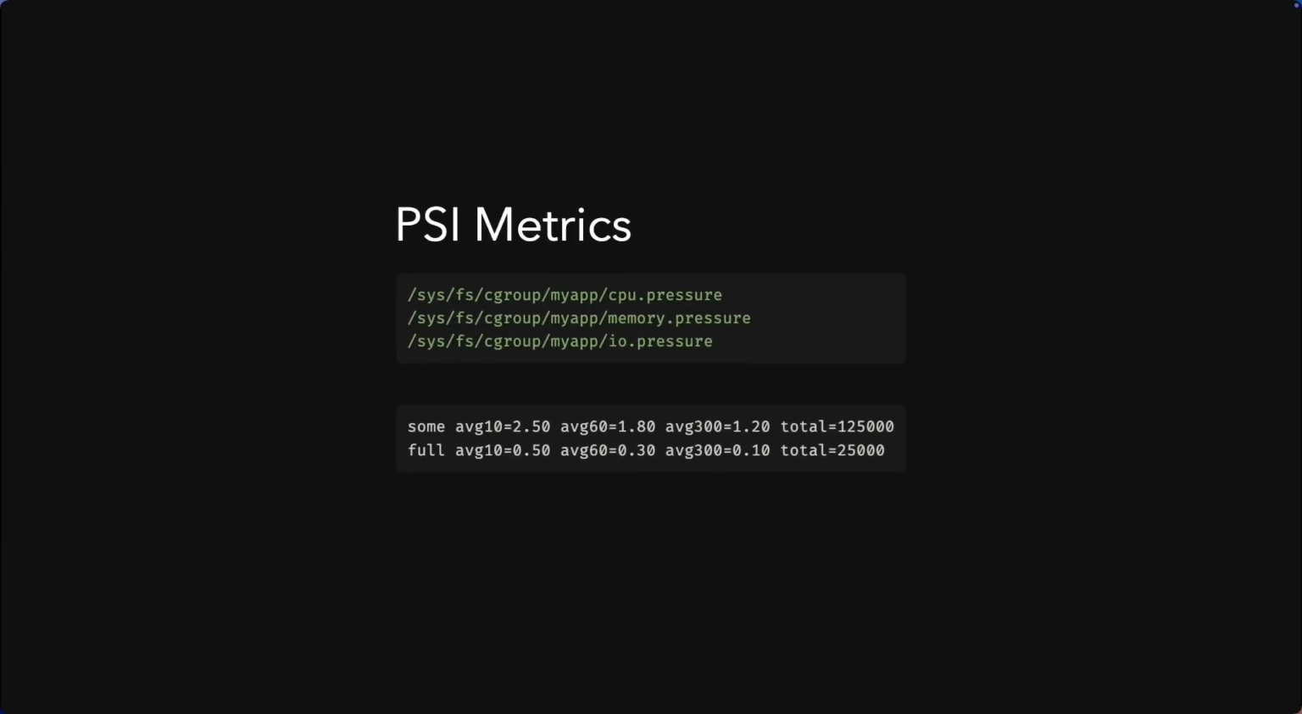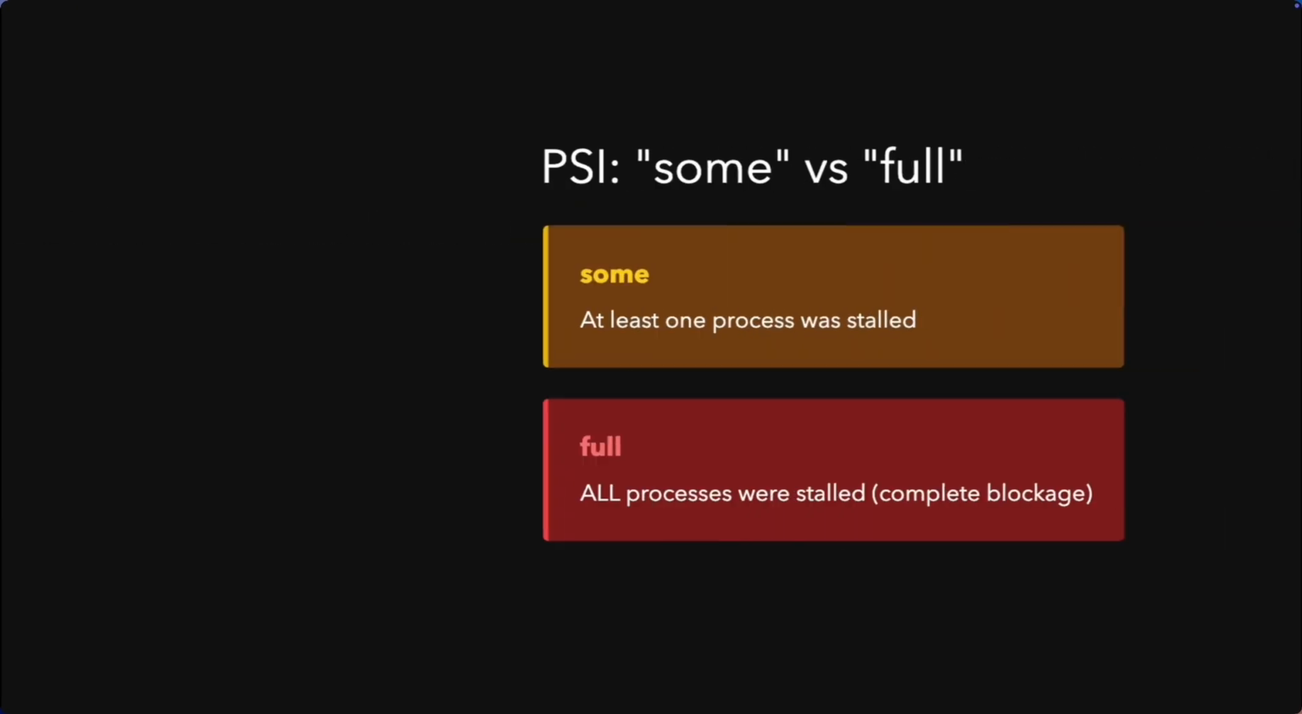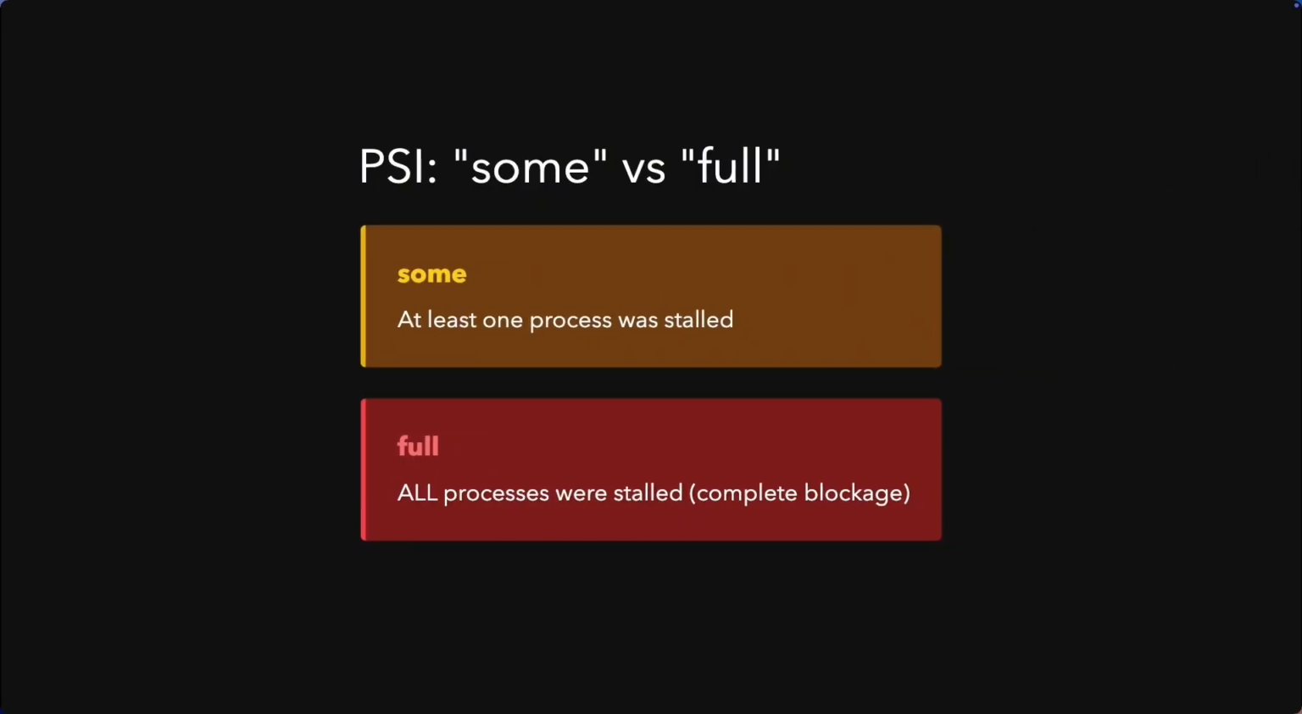Each PSI metric has 3 files, and the content format is like this. Some means at least one process was stalled, and others may still run, and full means all processes were stalled, complete blockage.